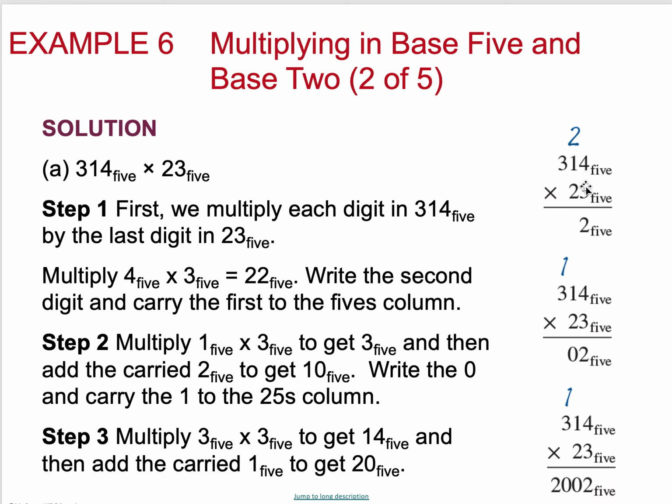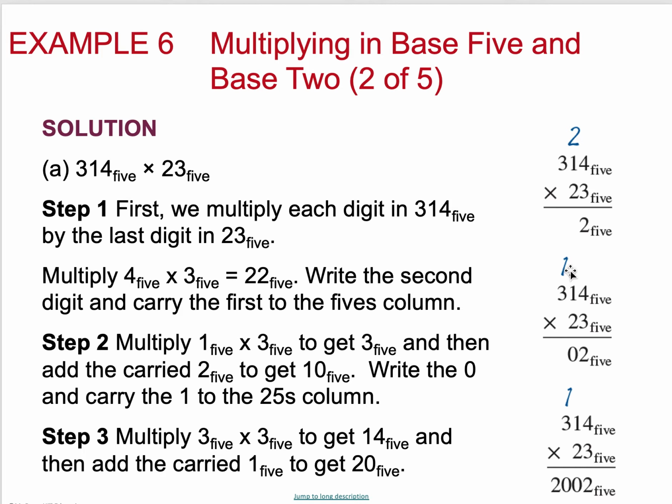So 4 times 3 is 12, but I'm wanting it to be in base 5. So that is 2 5s with a remainder of 2, because 2 times 5 is 10. So I carry my 2 5s up, and then I have 2 times 2, which is 4. Sorry, 2 times 1, which is 2, plus 2 is 4. So that's going to give me 0, because 4 is not divisible by 5. And then I'm going to carry the 1.